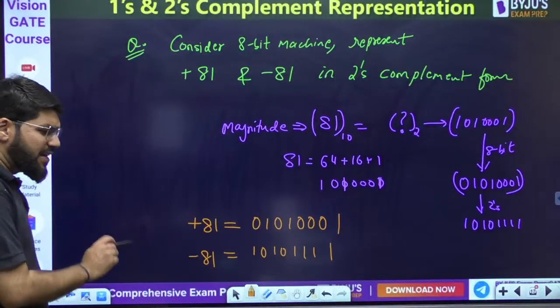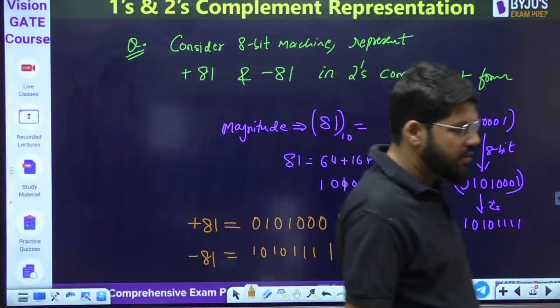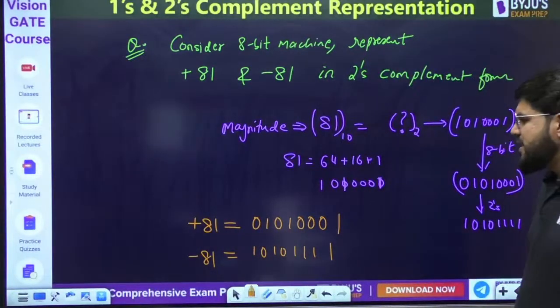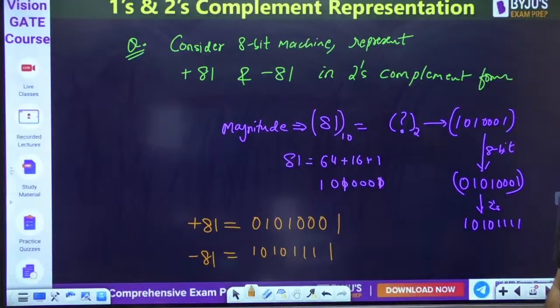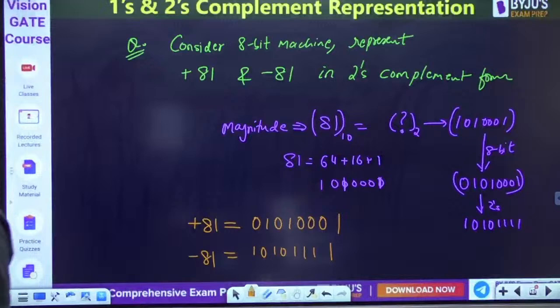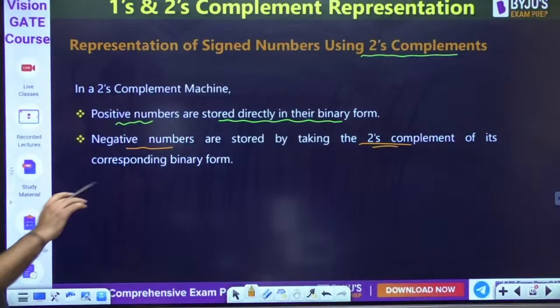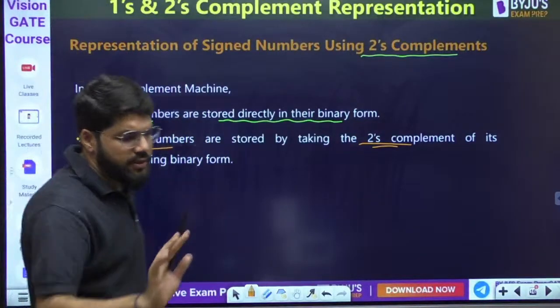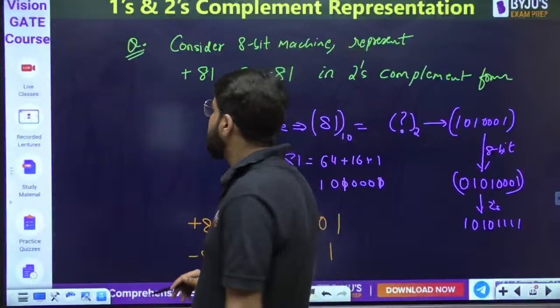10101111. So this is how plus 81 and minus 81 are distinguished by a digital machine. Clear, everybody? For a negative number, you will take the 2's complement. For a positive number, you directly store it in the binary form. If this is clear, okay.